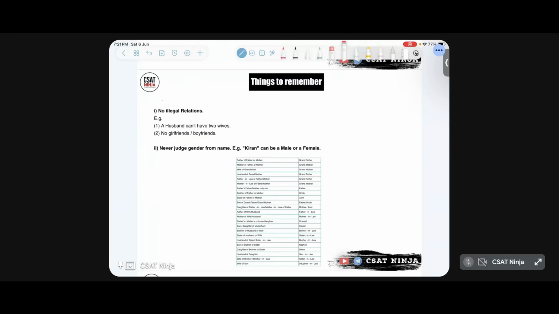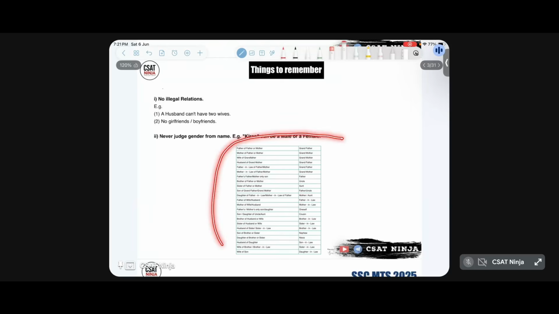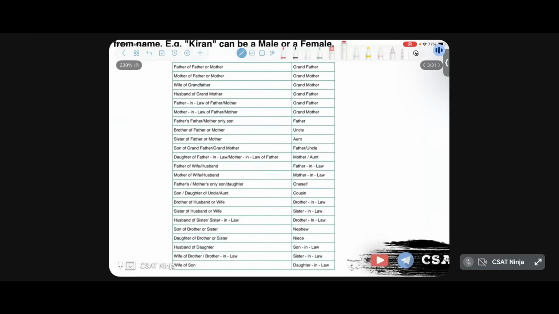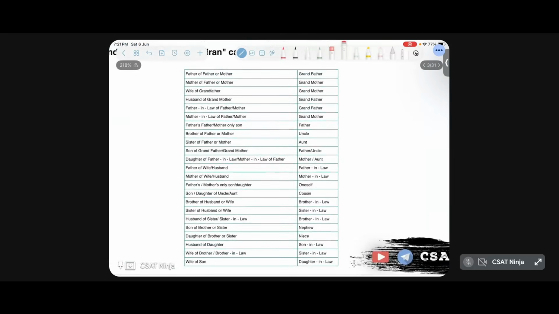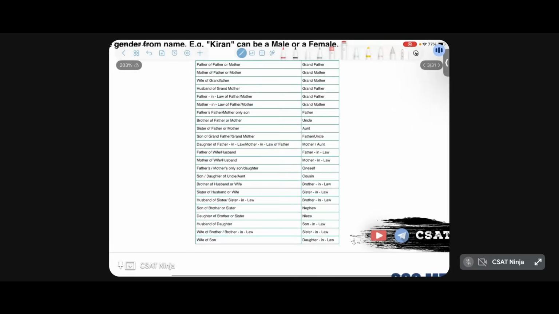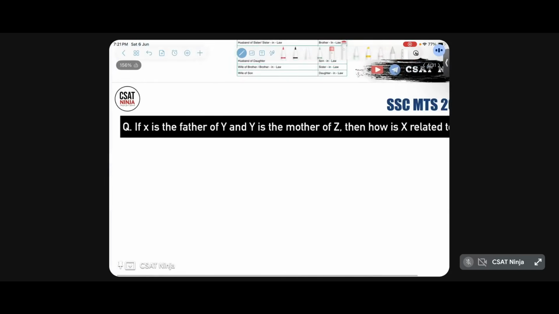Number two is I've given you a table here. If you want to screenshot, you can screenshot now. Let me just zoom it for you, and you can screenshot and keep it as a reference. So these things we know, but I'm just giving you as a reference here. These are the relations that we can name. I'll just leave this one for you, and let's directly go to questions.